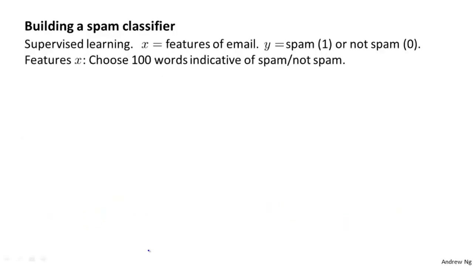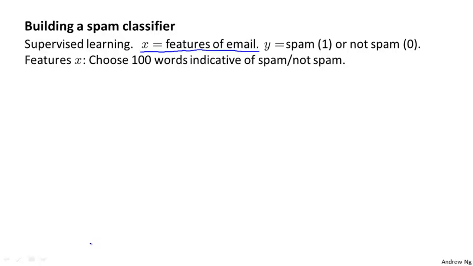In order to apply supervised learning, the first decision we must make is how do we want to represent x, that is, the features of the email. Given the features x and the labels y in our training set, we can then train a classifier, for example, using logistic regression. Here's one way to choose a set of features for our emails.